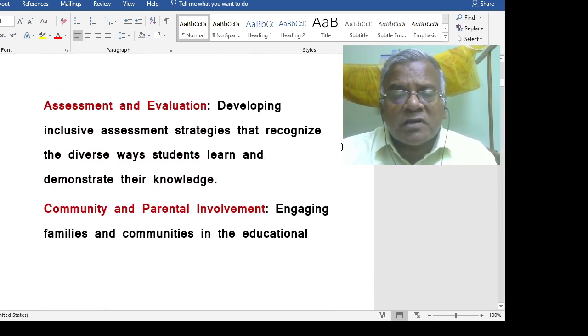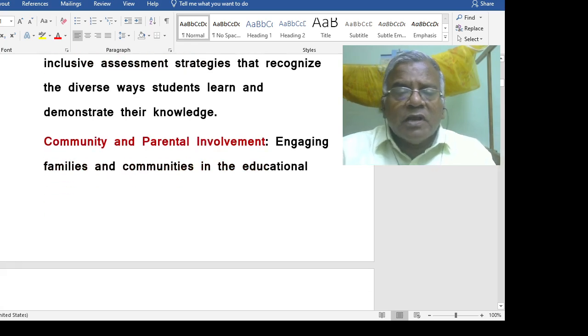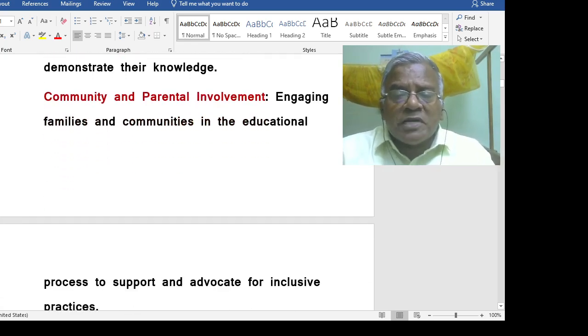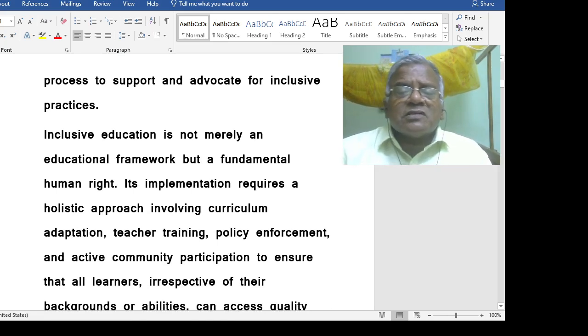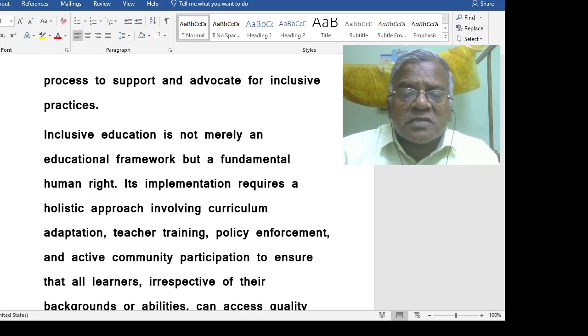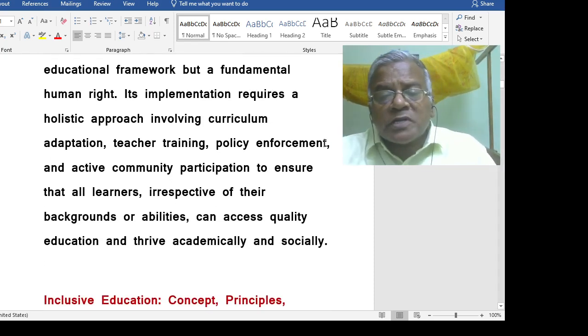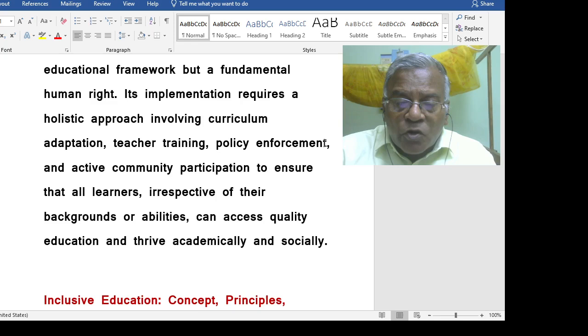Then assessment and evaluation, developing inclusive assessment strategies that recognize the diverse ways students learn and demonstrate their knowledge. So developing inclusive assessment strategies, through that they were evaluated. Then community and parental involvement, engaging families and communities in the educational process to support and advocate for inclusive practices. Inclusive education is not merely an educational framework, but a fundamental human right. Its implementation requires a holistic approach involving curriculum adaptation, teacher training, policy enforcement, and active community participation to ensure that all learners, irrespective of their backgrounds or abilities, can access quality education and thrive academically and socially.